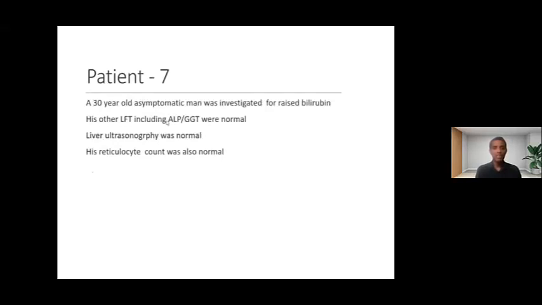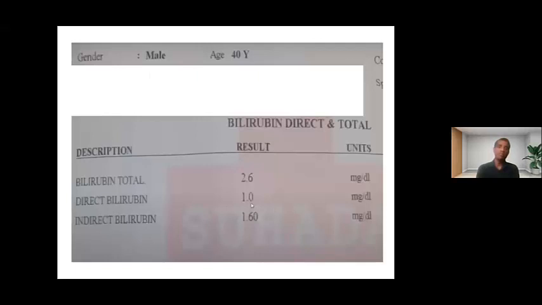So patient 7, a 30-year-old asymptomatic man, was investigated for raised bilirubin. His other LFTs, including ALP and gamma GT, were normal. Liver ultrasonography was normal. His blood count was also normal. So what is this condition? Does anybody know this condition? It's a very common condition. What you can see here is an indirect hyperbilirubinemia with elevation of total bilirubin. So what is this?